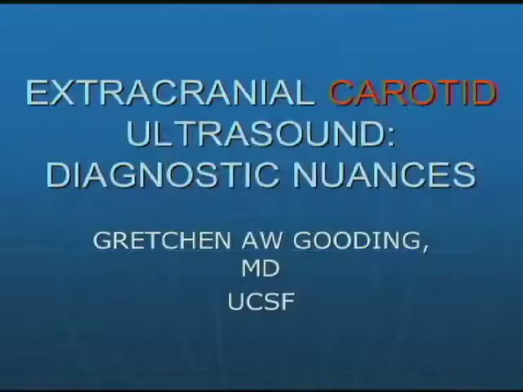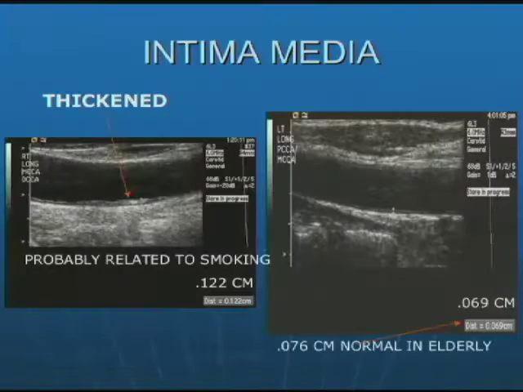The topic today is extracranial carotid ultrasound, diagnostic nuances. It's important in doing carotid ultrasound that the initial study is a grayscale image of the carotid artery to determine the intima media thickness and to look for the presence of plaque in the carotid. So in this example, you see an intima media thickness of 0.076, which would be normal in an elderly patient. 0.05 centimeters would be normal in a youngster.